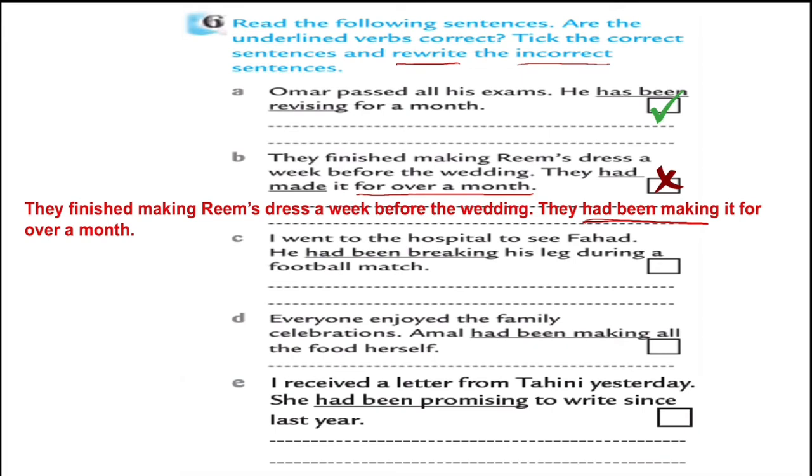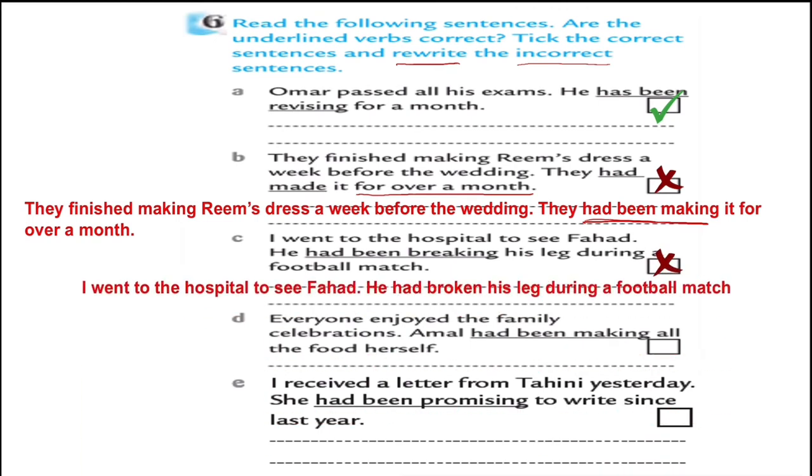He had been breaking his leg during a football match. Now notice here we have "had been breaking." So is this correct or logical? Of course not. So the correction would be: I went to the hospital to see Fahad. He had broken his leg, because the action of breaking his leg is not continuous. It happened and finished one time in the past before another one, which is "went" here. So we say he had broken his leg during a football match. All right, so this one is past perfect simple.